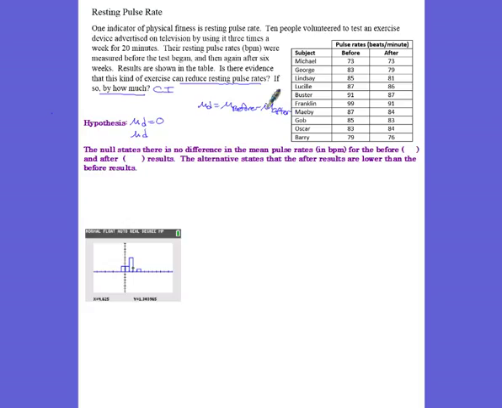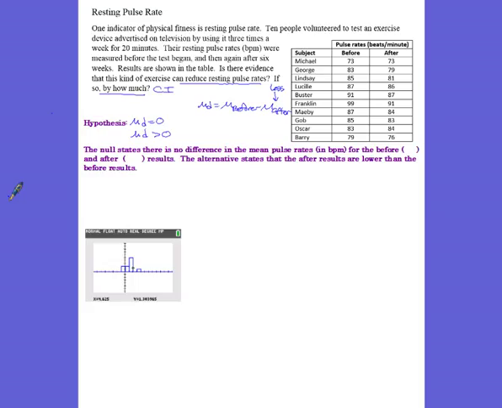If we're trying to figure out if it's reducing resting pulse rate, that means that the numbers in the after column would be less than the before numbers. And so if these numbers are less, then this number minus this number should be greater than 0. So mu sub d is greater than 0.